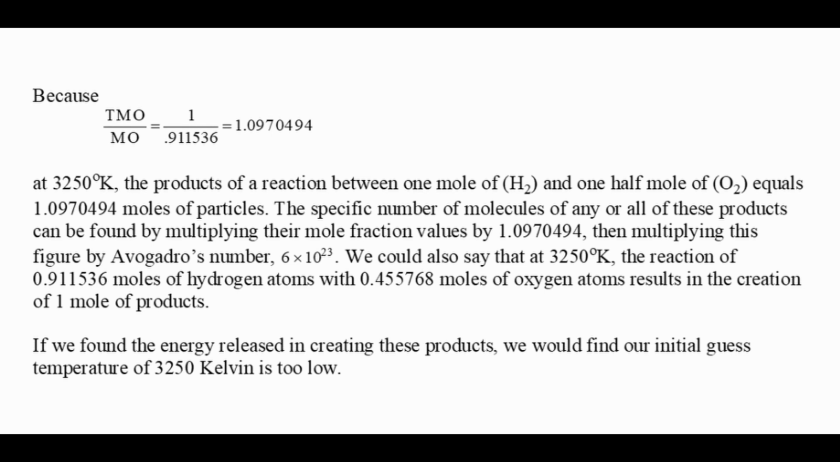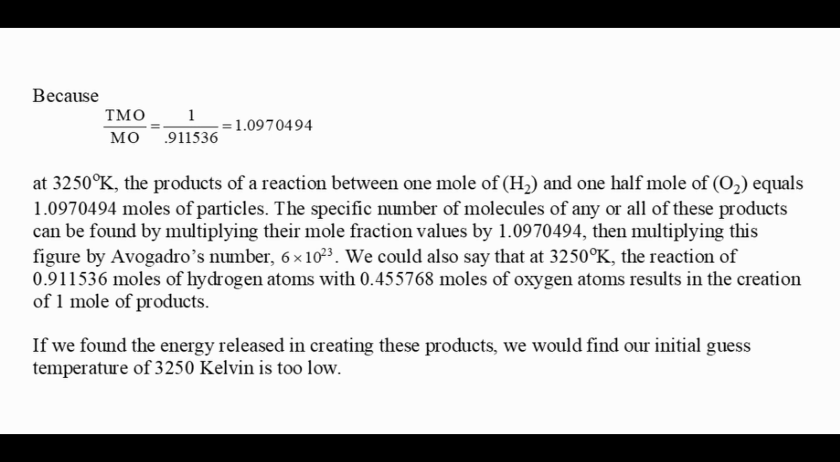Because TMO over MO equals 1.097 at 3,250 degrees Kelvin, the products of a reaction between 1 mole of H2 and 1/2 mole of O2 equals 1.097 moles of particles. The specific number of molecules of these products can be found by multiplying their mole fraction by the value of 1.097 and then multiplying this figure by Avogadro's number, 6 times 10 to the 23. We could also say that at 3,250 degrees Kelvin, the reaction of 0.911 moles of hydrogen atoms with 0.455 moles of oxygen atoms results in the creation of 1 mole of products.